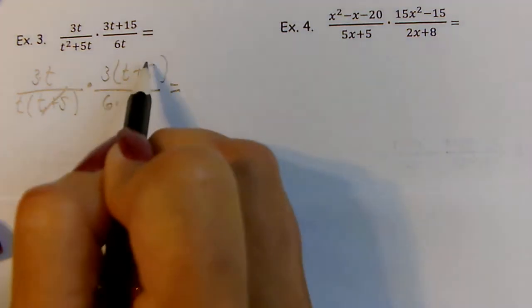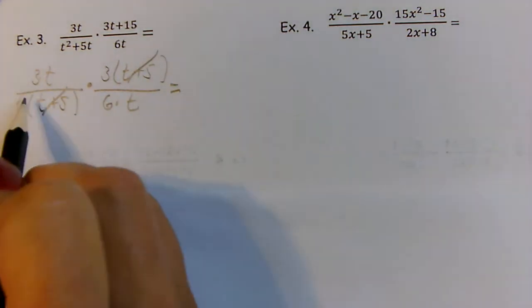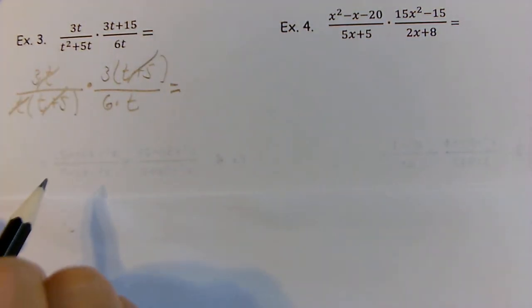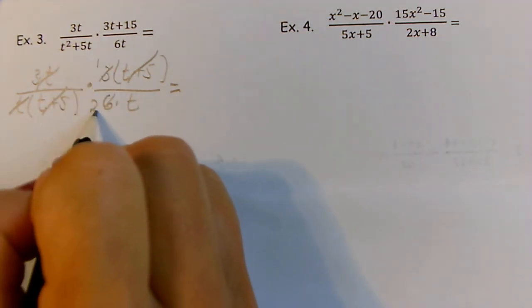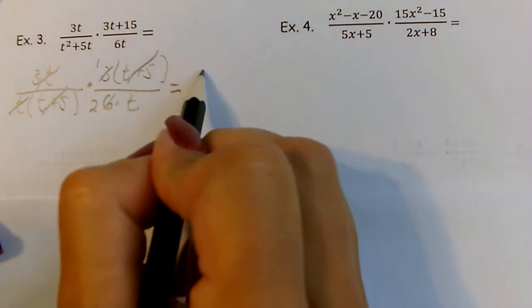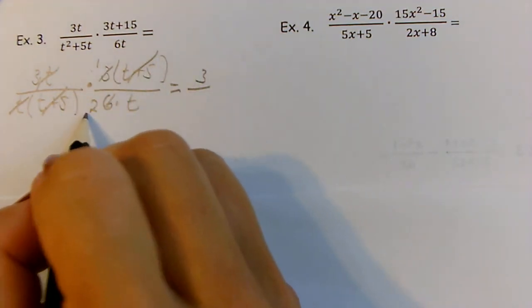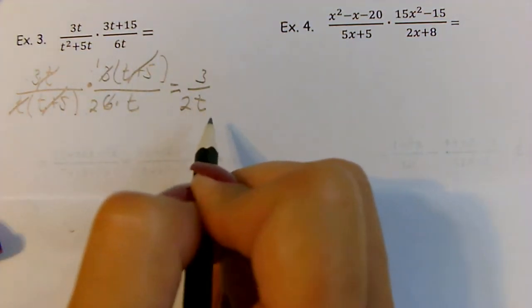So t plus 5 is going to divide out to 1 whole. One of the t's will go, and 3 over 6 will be 1/2. So I'll be left with 3 times 1 on top, 2 times t in the denominator.